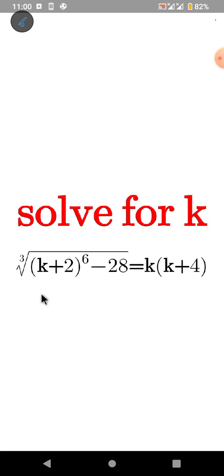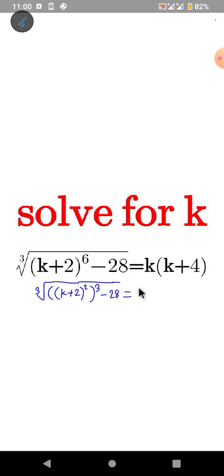So now I'm going to start by writing. I'll say the cube root, then now I'll open my bracket. I'll open another bracket again. Now here will become k plus 2 raised to the power of 2, then all raised to the power of 3, because 2 multiplied by 3 give us this 6 here, then minus 28, all equal to, then I'm going to expand this bracket.